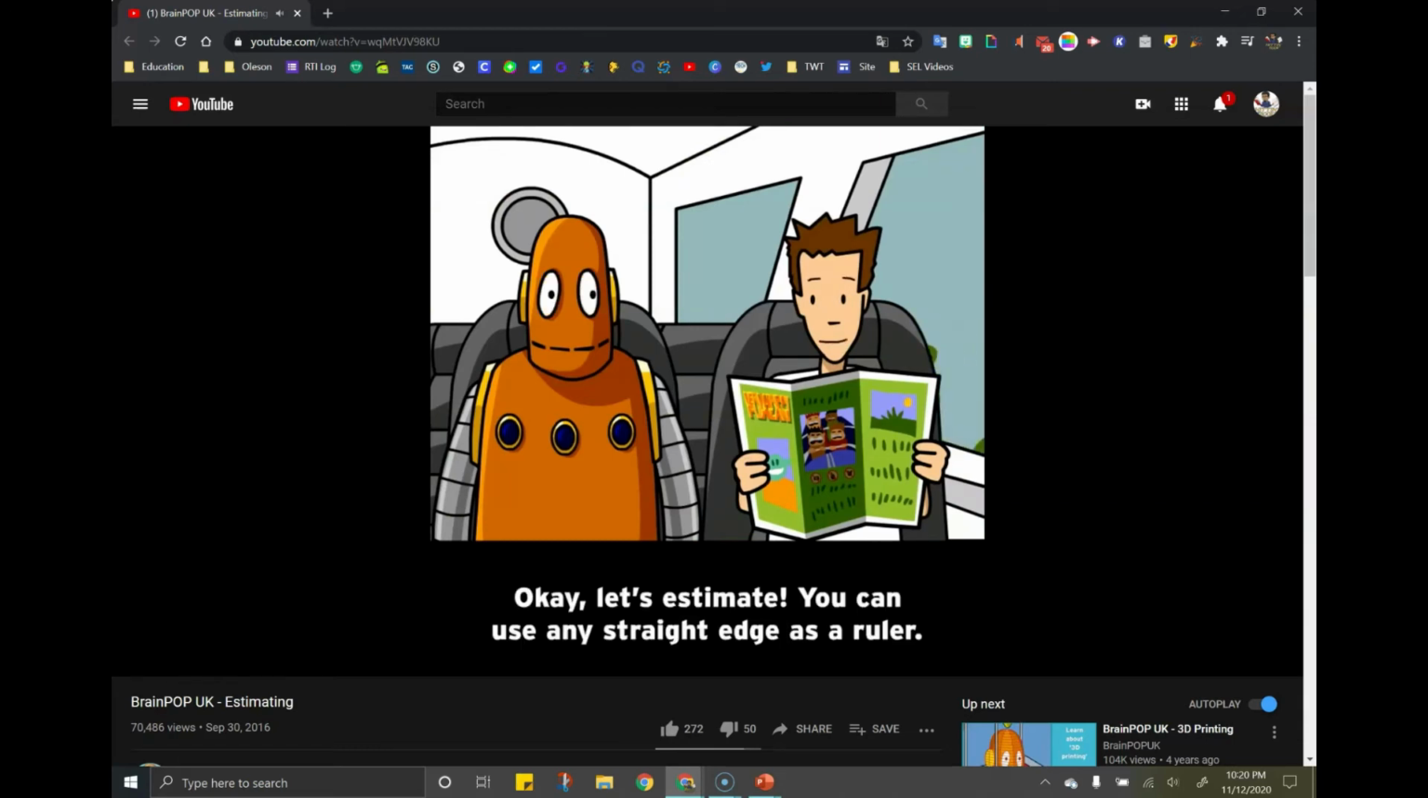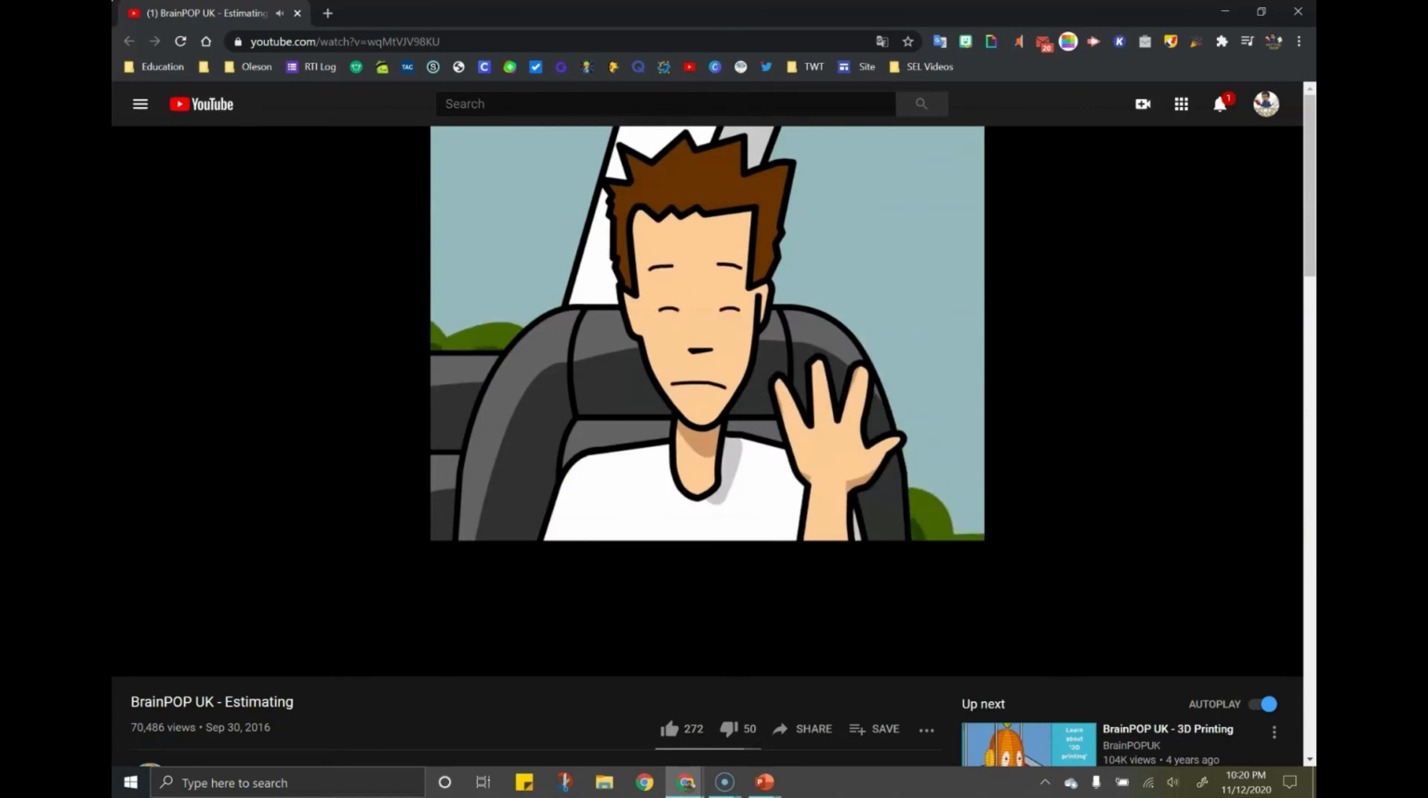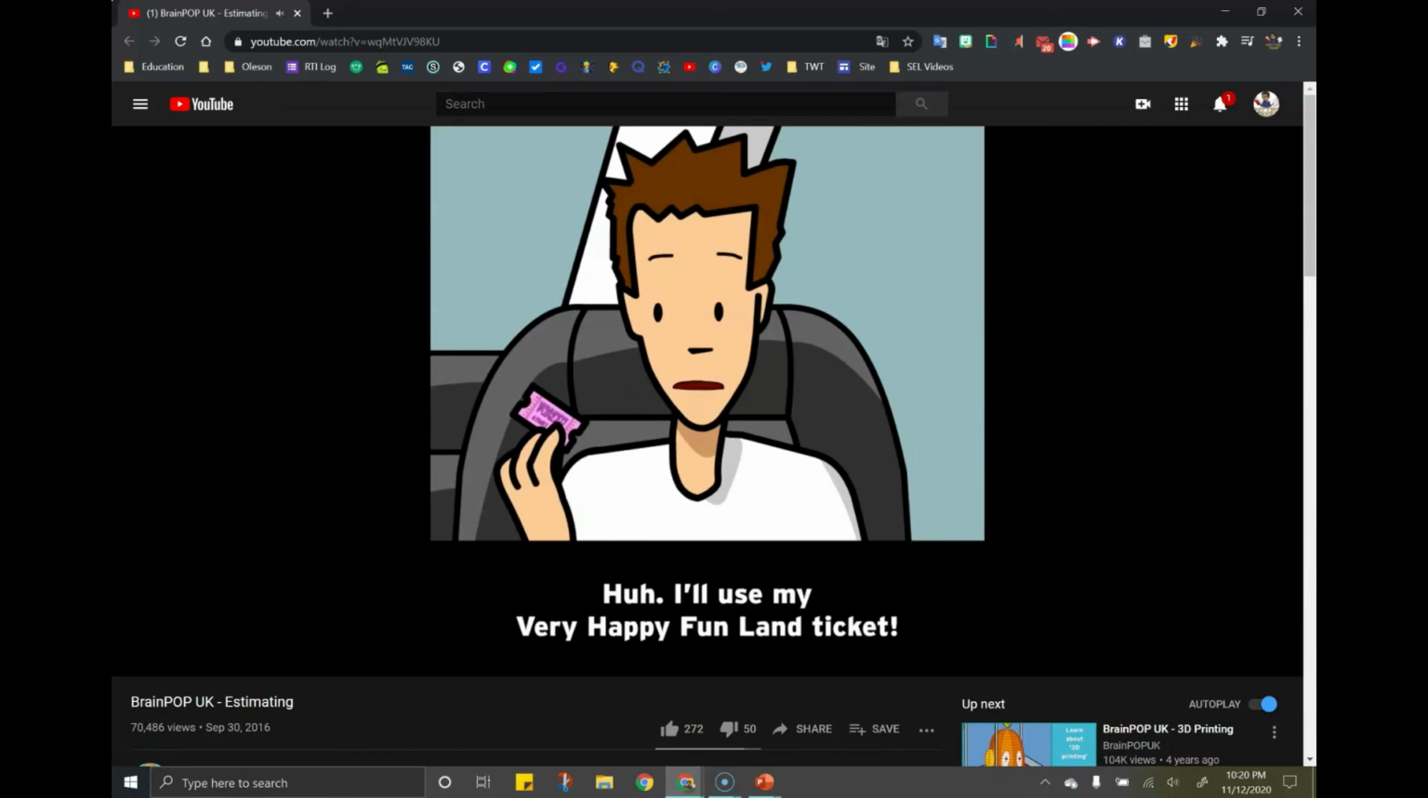OK, let's estimate. You can use any straight edge as a ruler. You can even just use the knuckles on your finger if that's all you've got. I'll use my very happy Funland ticket.